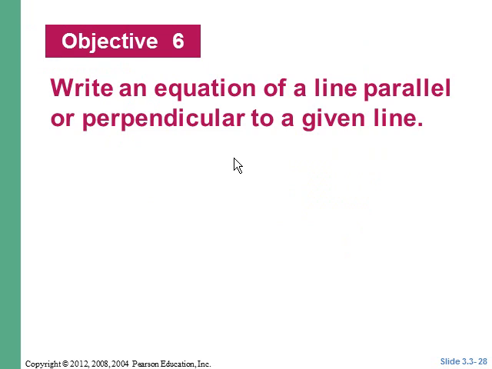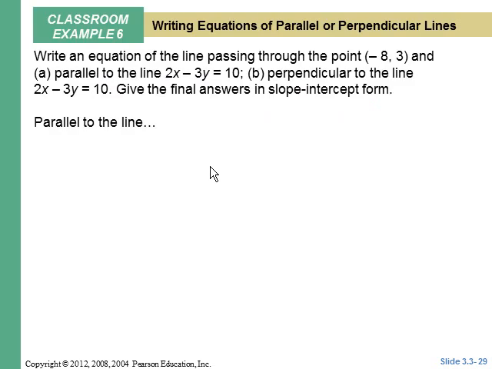Now, they want us to do an equation of a line parallel or perpendicular to a given line. Well, remember, parallel means it's going to have the same slope. Perpendicular means it's going to have the negative reciprocal slope. If we're going to write it parallel, it's going to have the same slope. 2x minus 3y. The only difference is instead of it equaling 10, it's going to equal something else. What is that something else? Well, we substitute in that point.